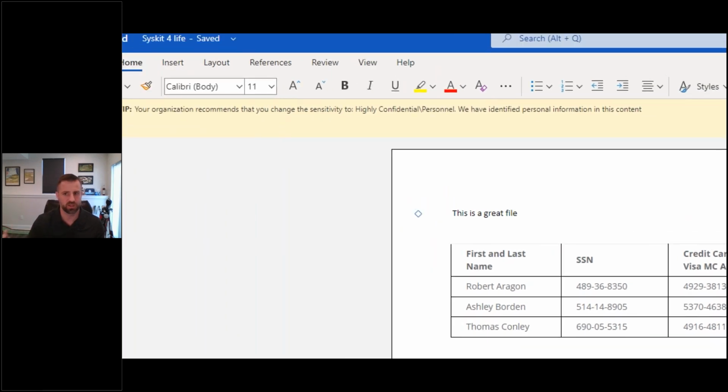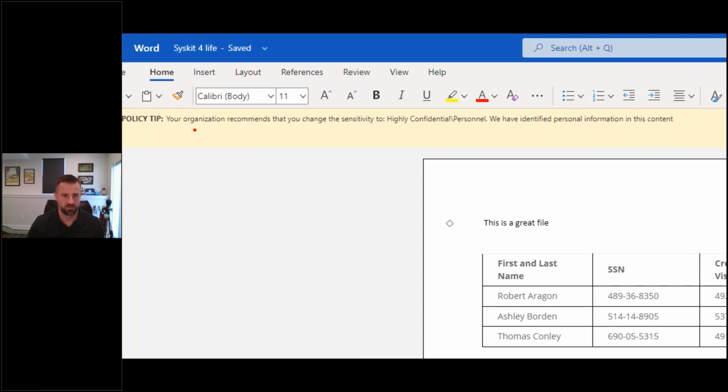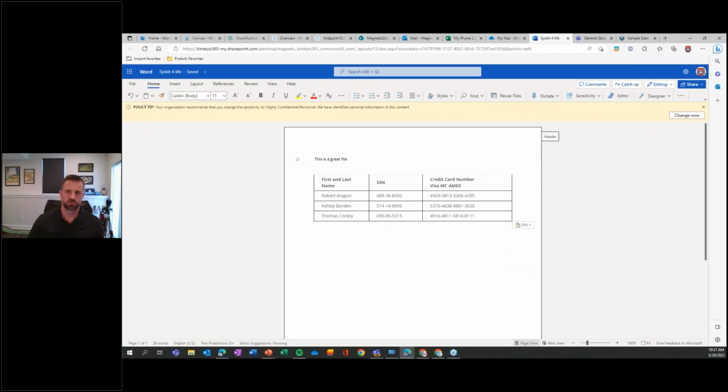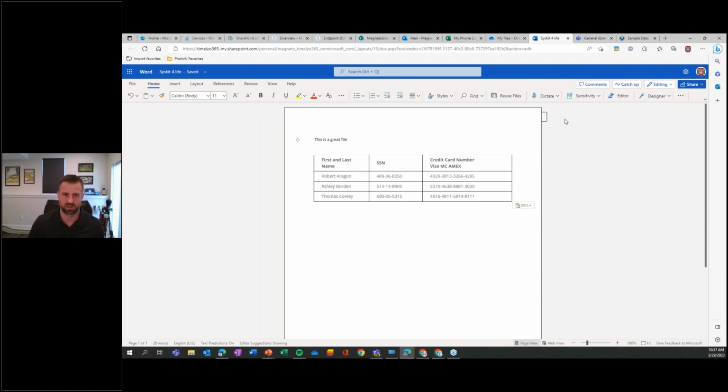And within a few seconds, right, what it's actually saying is my organization recommends that I change this classification to highly confidential personnel because it identified personal information in this content. So I actually have the ability to recommend classifications. I can say, oh, that's actually a pretty good idea, but maybe I don't even want to do that. I don't believe you. I'm going to keep this and move it back to public. I think this should be shared publicly. So we recommended that classification to protect it.